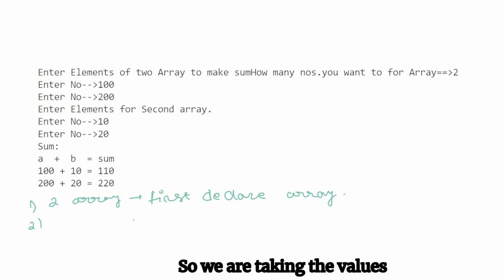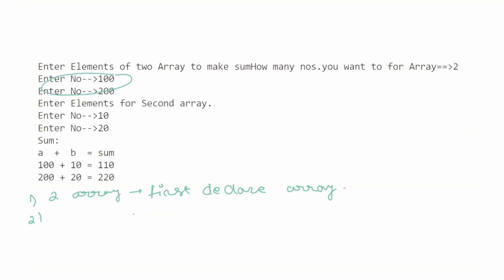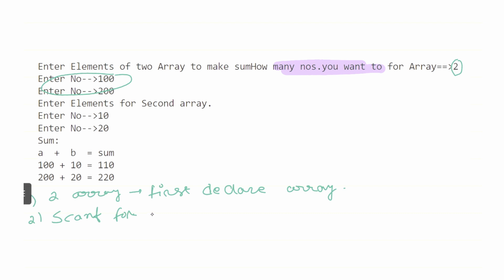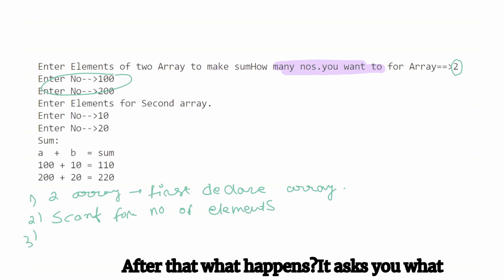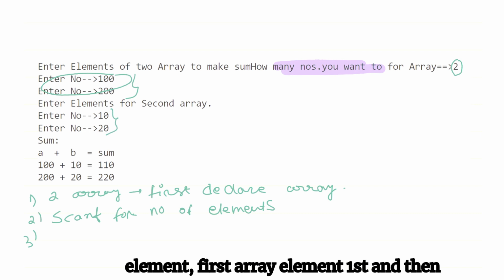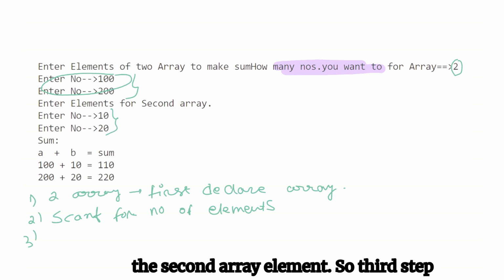What is the second step? We are taking the values for the number of elements. To take the value from the user, we will use scanf for the number of elements. After that, what happens? It asks you for the array elements. First array element first, and then the second array element.